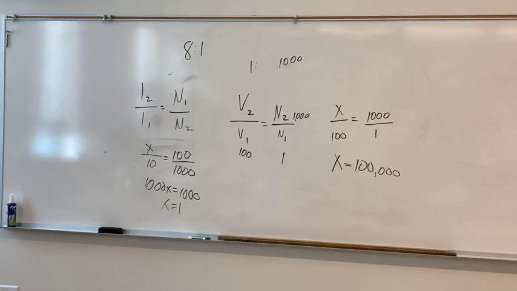The formula on the right is different from the one on the left. No, those are both step-up. It's just that the voltage increases and the amperage decreases in a step-up transformer. In a step-down transformer, the voltage decreases and the amperage increases.